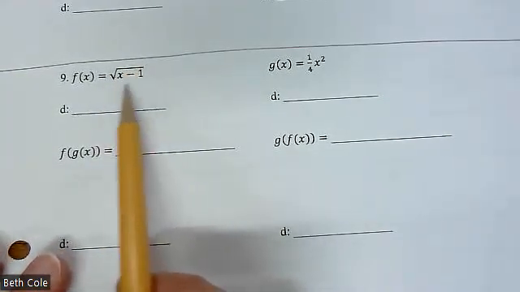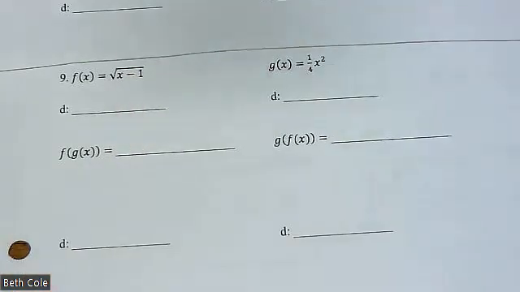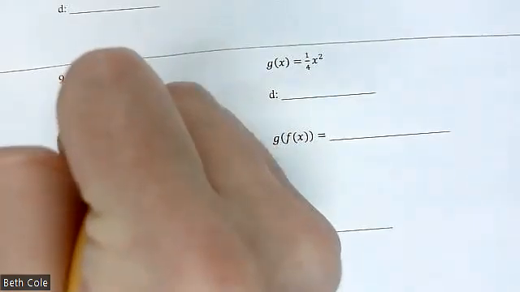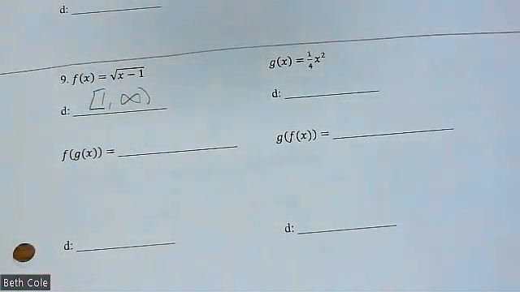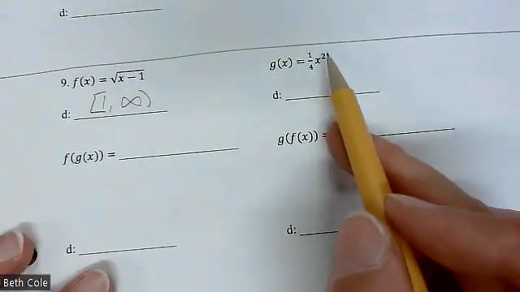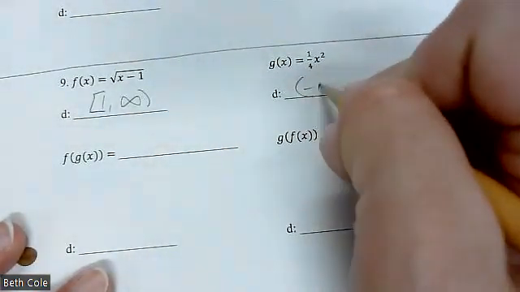Domain for this one. What direction did it shift? Went right, so it'll be bracket 1 to infinity. And then that's a parabola because of the squared. So everything.